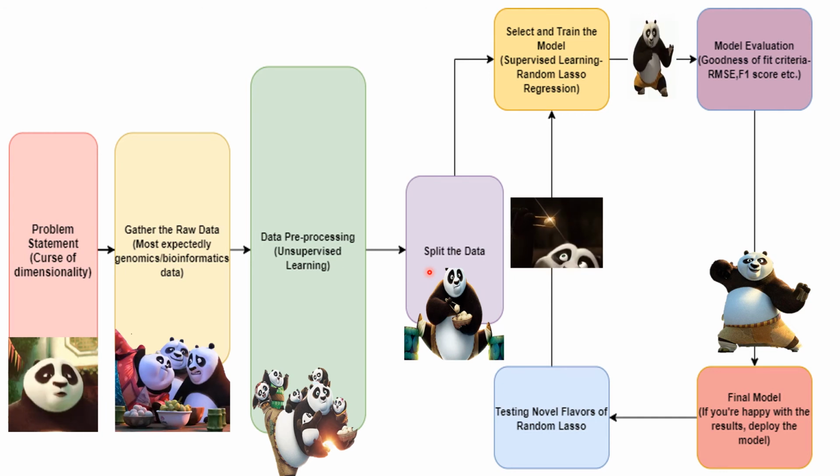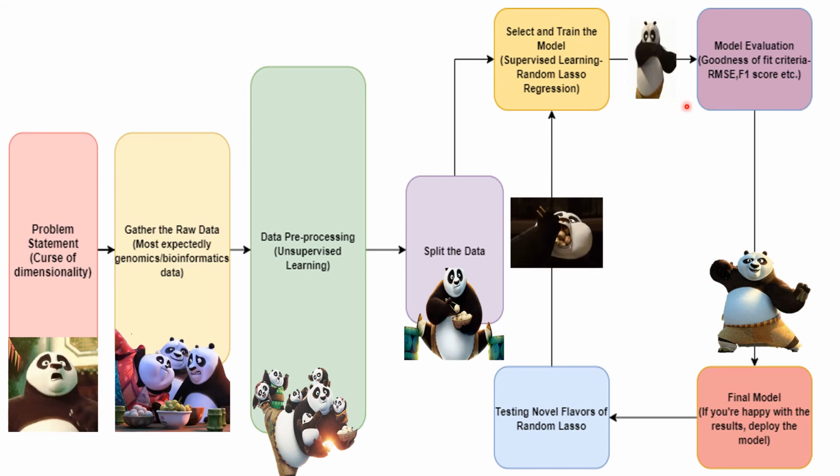And then, based on our training dataset, we will train the model on the random lasso algorithm that will make up our supervised learning bit of the project. Now, how do we know if our model is doing good, bad, or average? We certainly need some criteria for that. And therefore, we will then evaluate our model based on some goodness of fit criteria like RMSE, which is root mean square error, F1 score, or others.